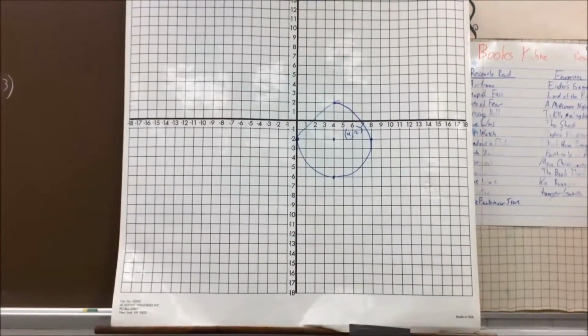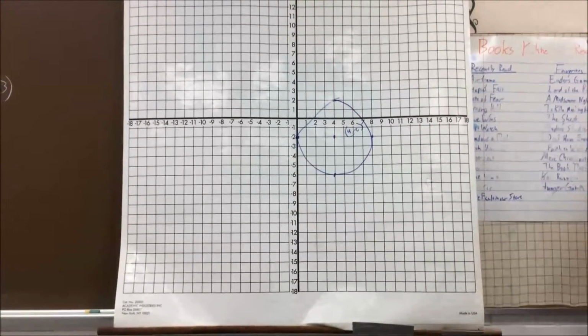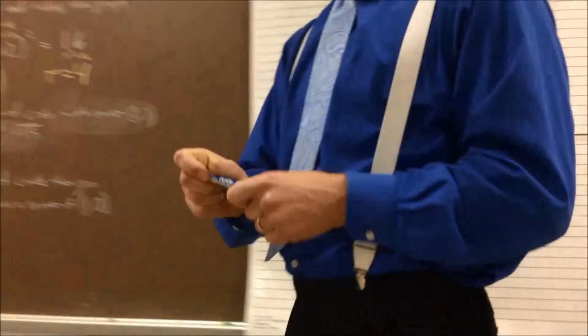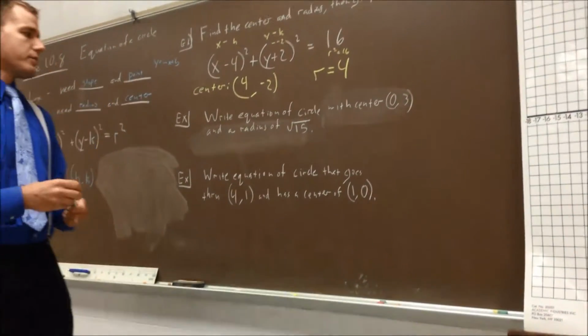It was good until the last quadrant, wasn't it? So that's how you graph a circle. Not too hard. Not too hard.